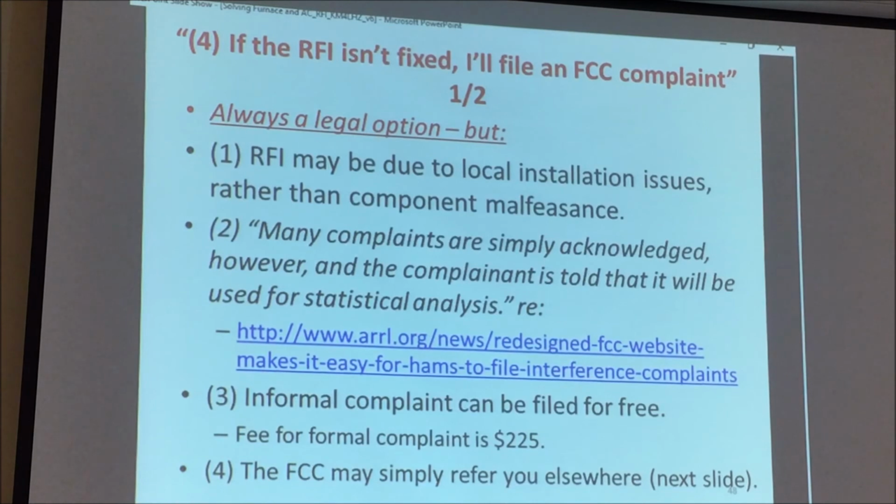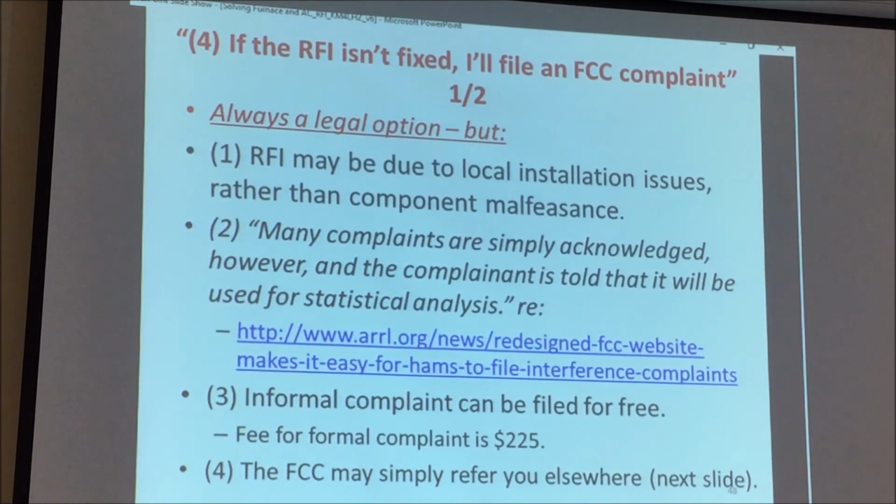And my favorite, because I've used it myself sometimes, is if the RFI isn't fixed, I'll file an FCC complaint, the nuclear option. Well, you can. It's legal, but there are a whole lot of issues here. The first is the speed of government. The second is that the RFI may most likely be due to local installation issues rather than component malfeasance.